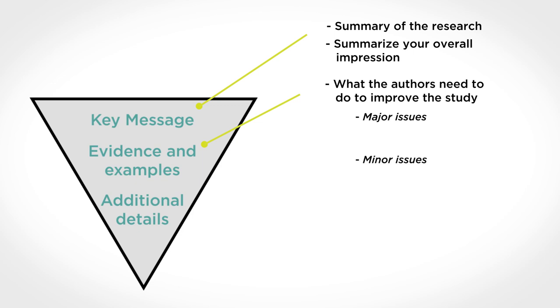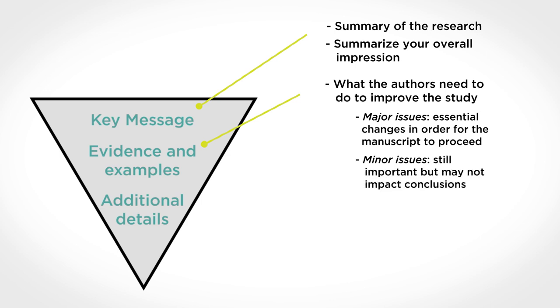What's the difference between major and minor? Major issues are the essential things that need to be addressed before the manuscript is considered further. Minor issues are still important, but are smaller in scope and don't affect the overall conclusions. These might be things like additional references or giving more context. Focus only on what is fundamental for the current study. It's not helpful to recommend additional work that would be considered the next step in the research.